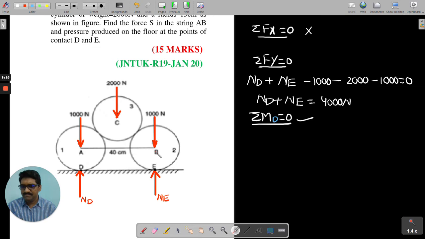There is a picture. Okay, if you take moment center as D, 1000 is also passing through D. Okay, therefore I am writing moment center as D, all of you. You can take moment center as E also, same answer you can get. Okay, therefore I am writing the equation of, listen carefully, right. Now if you take, just see here, if you take moment center as D, moment of 1000, moment of ND will become 0. These two moments will become 0 because these two are passing through point D.